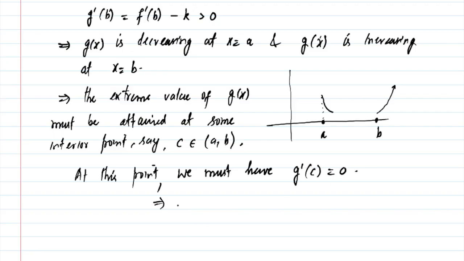But g dash of c equal to 0 means f dash of c minus k is equal to 0. So this implies f dash of c is equal to k. Therefore we have found a point c belonging to the open interval a b such that f dash of c is equal to k. So this is how we prove Darboux's theorem, and this completes the proof.